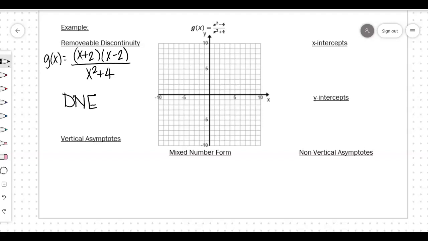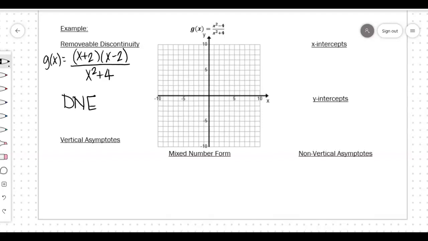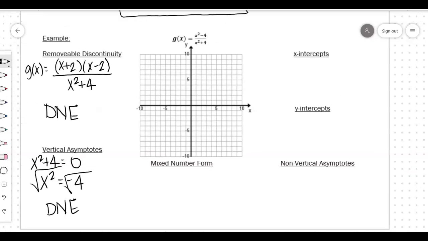However, we could still possibly have a vertical asymptote. So that happens wherever your denominator equals 0. But if you go to figure out where your denominator equals 0, you're going to get complex solutions. So in this case, we don't have any vertical asymptotes either. Okay, so we can move on to x-intercepts. So remember, x-intercepts come from where our numerator will equal 0, which hopefully you can just look at and see that that will occur at negative 2 and positive 2.